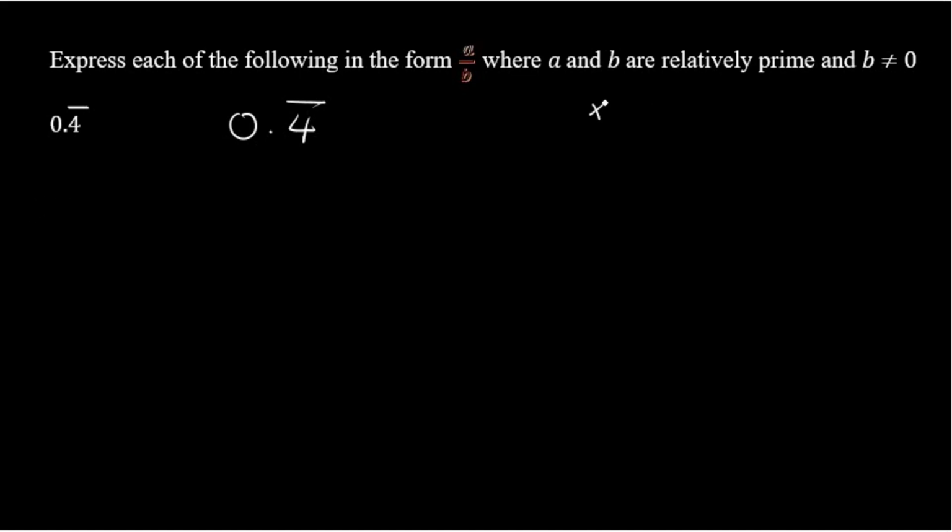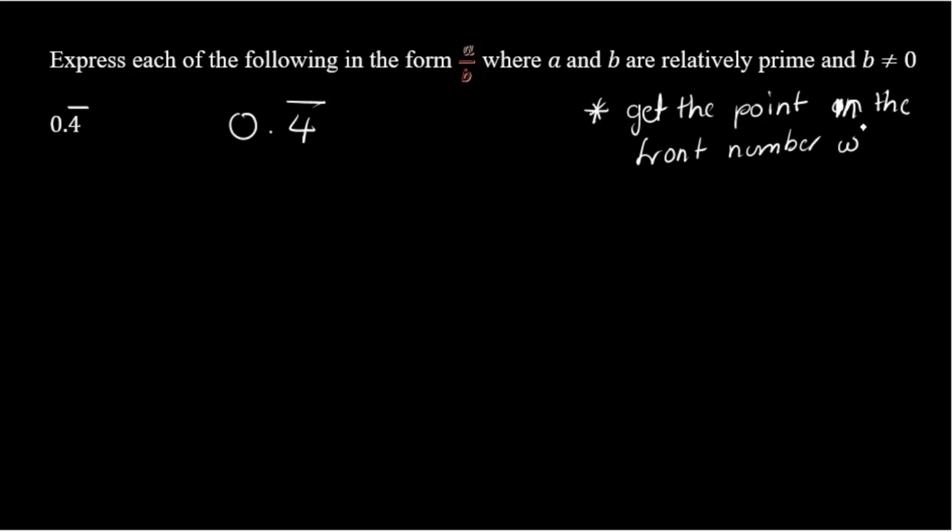Now here, let's first know the first rule. So the first rule, when you're writing the recurring decimal into the fraction form, or into the form of A over B, is: get the point in front of the number which is repeating.